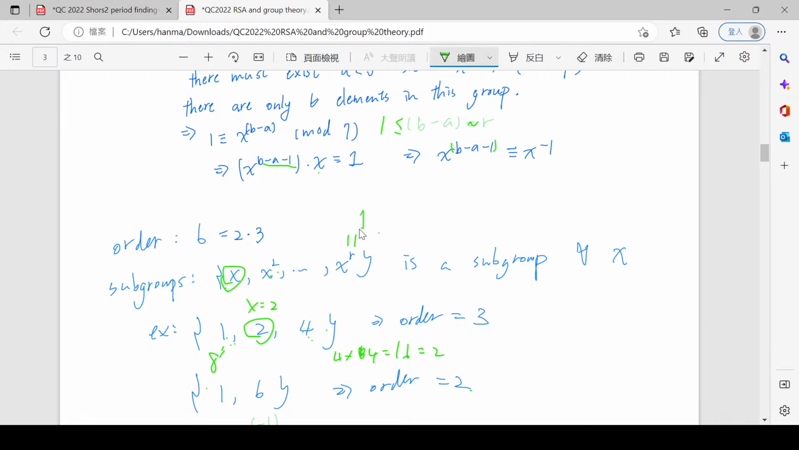If x to the r equals identity, then you have x to the r plus 1 equal to x, then you hit yourself. Okay? So this is a way to generate a subgroup.